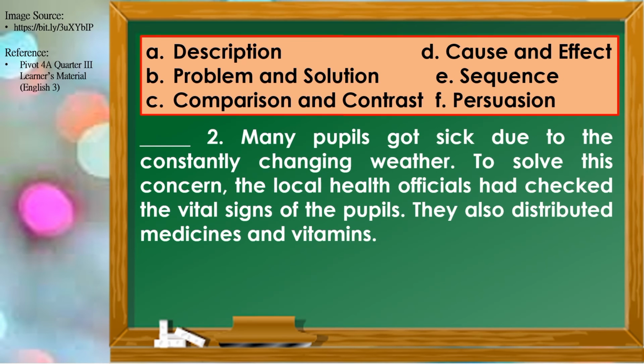Second item. Many pupils got sick due to the constantly changing weather. To solve this concern, the local health officials had checked the vital signs of the pupils. They also distributed medicines and vitamins. What type of informational text is used in this item? Very good! The correct answer is letter B. This is an example of a problem and solution informational text.